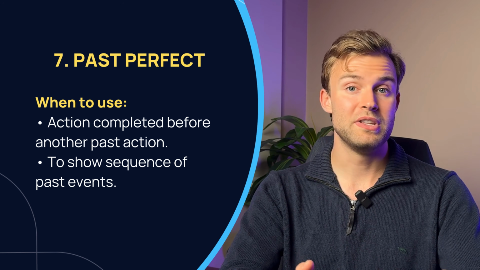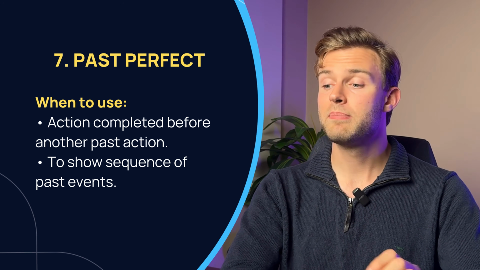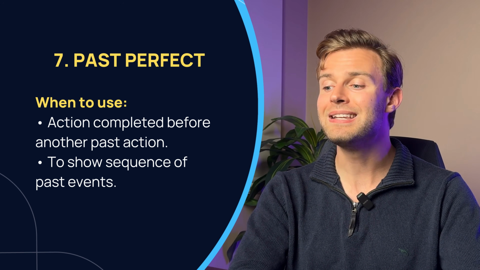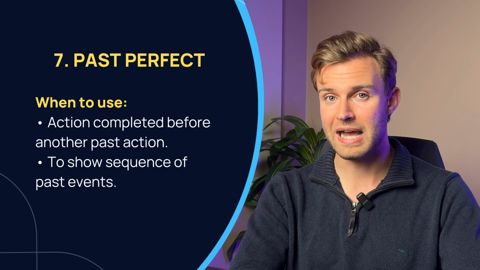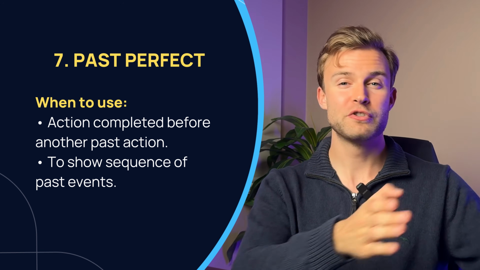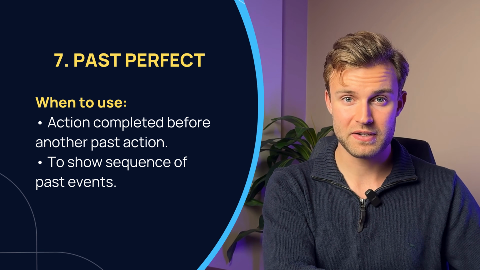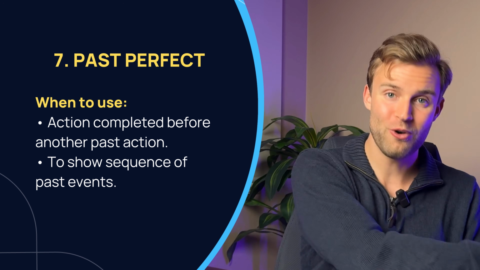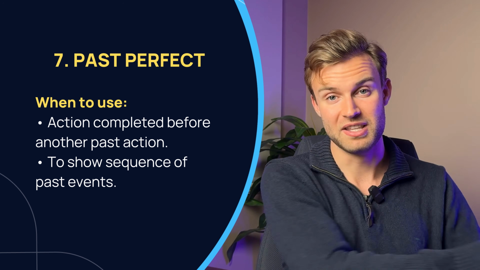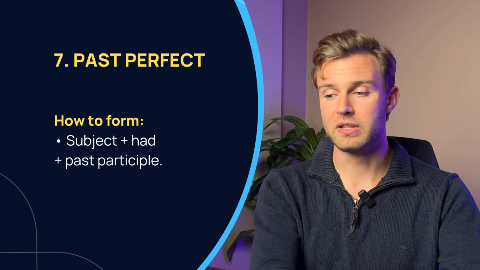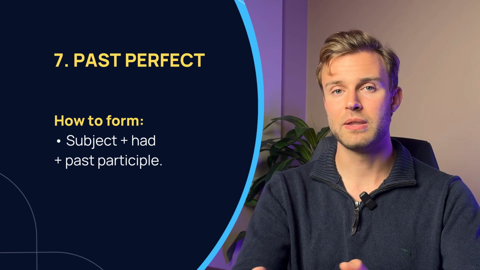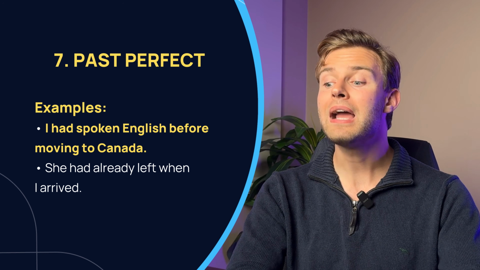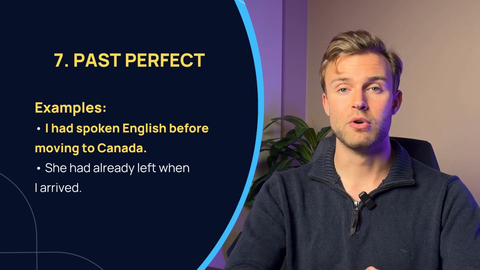Now let's go on to the past perfect. We use the past perfect for an action completed before another past action. This is important. When we have two actions in the past, the action that happened before the other past action is in the past perfect. And we form it using the subject, using had, and using the past participle. For example, I had spoken English before moving to Canada.